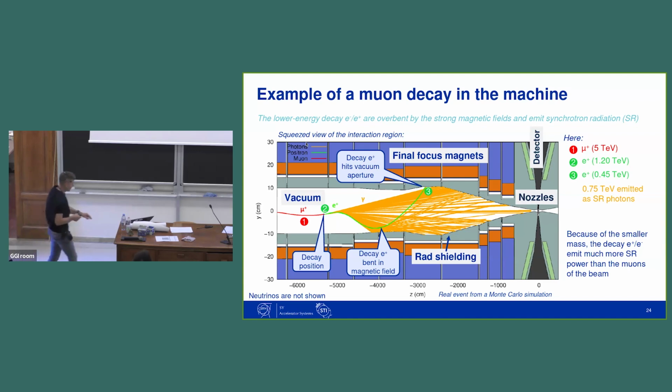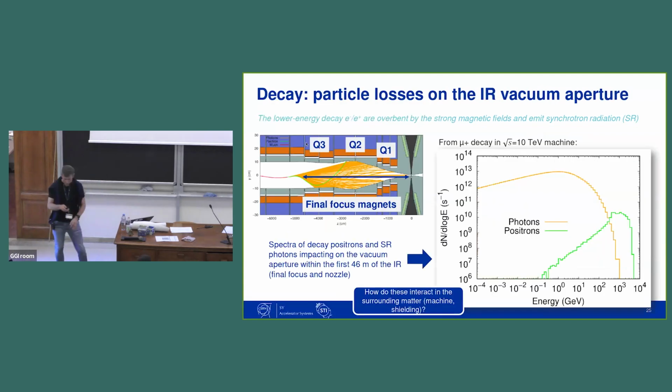Now, what I'm showing here in this next plot is not from a single event, but this is now the spectrum of photons and positrons impacting in the final focus, on the inside of the final focus magnets and on the inside of the nozzle. So essentially, they are impacting on the vacuum aperture in the first 46 meters.